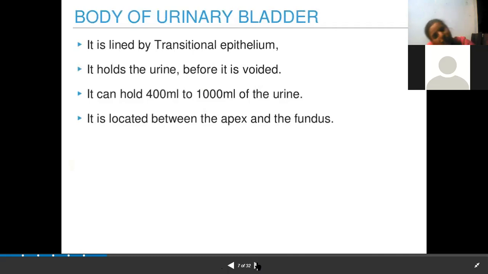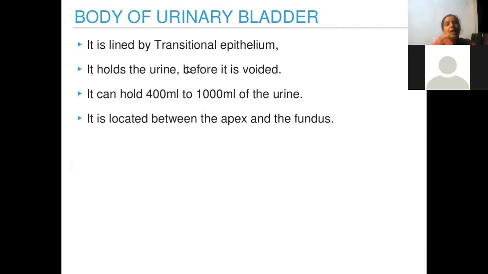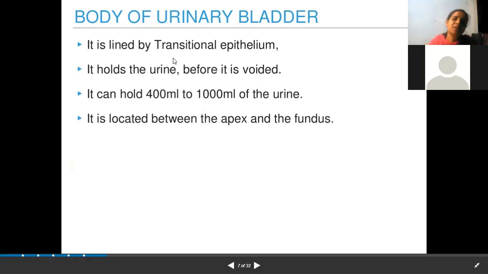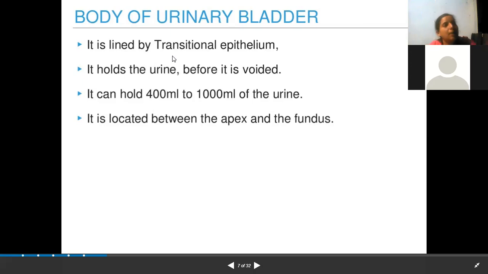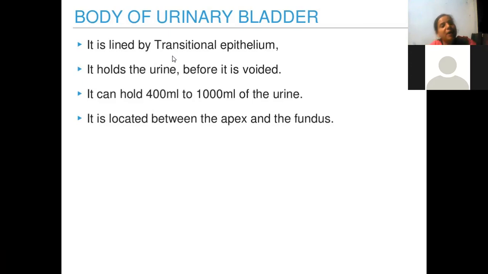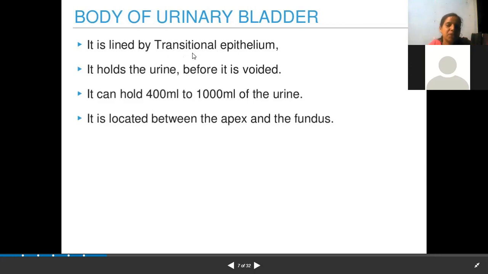When you see the cut section of the urinary bladder, you will see it is lined with transitional epithelium. Transitional epithelium is the epithelium which has multiple layers, and the top row is usually made up of cuboidal and umbrella-shaped cells. That is when the urinary bladder is empty. But when the urinary bladder is full of urine, it gets stretched. The upper umbrella polyhedral cells get stretched and the epithelium becomes squamous. That means from cuboidal columnar, it is changing to squamous type. Such a changing epithelium is called transitional epithelium.